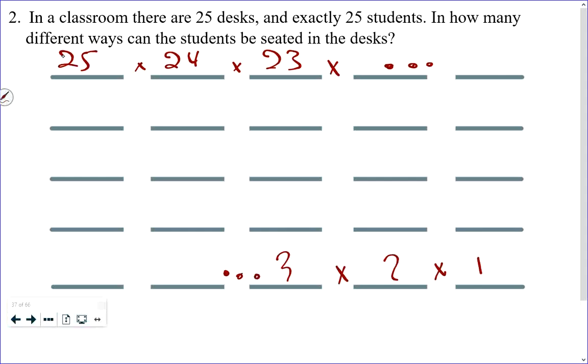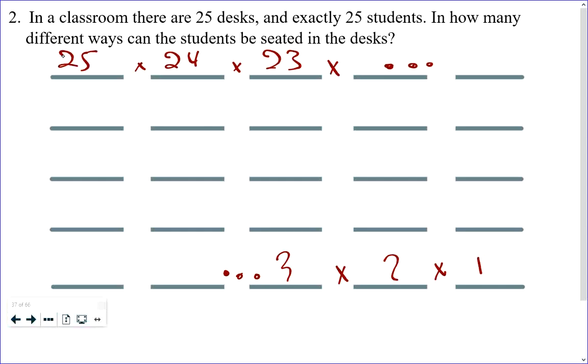Right? So the answer to this question is going to be a staggeringly large number. It's going to be 25 times 24 times 23 all the way down to 1. By the way, could you think of it this way? That the students enter in and they decide where to sit. Yes, because the first person that takes a seat can choose from any one of 25 seats. The second person that physically sits down can choose from any one of 24, etc., etc.